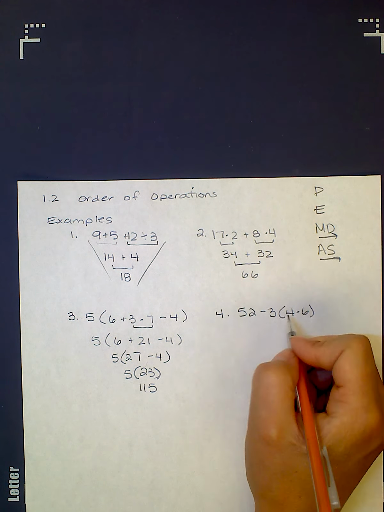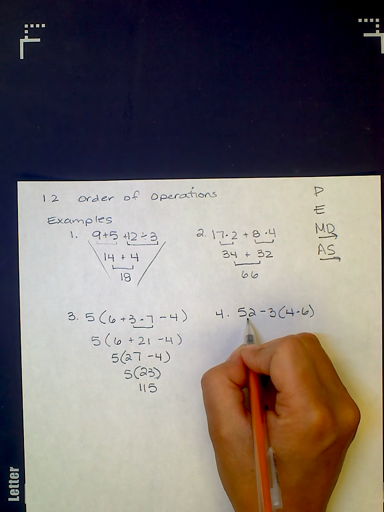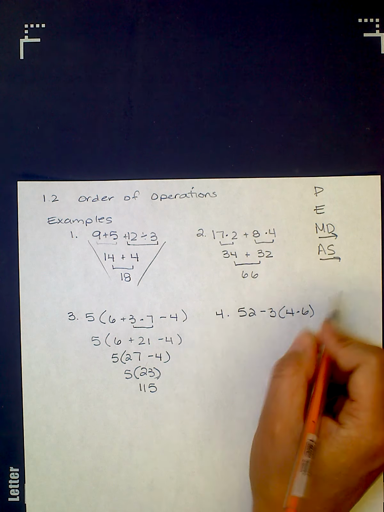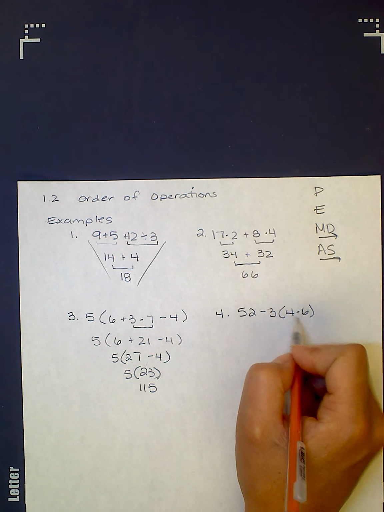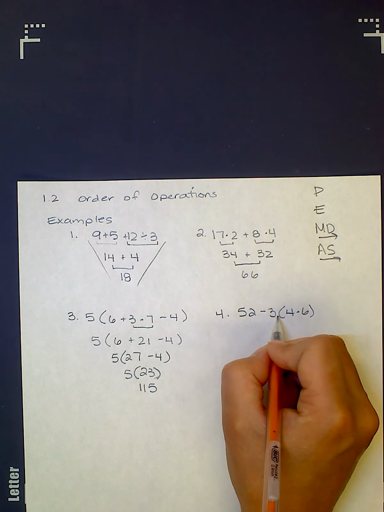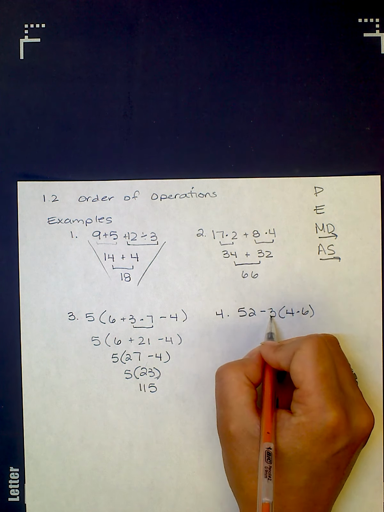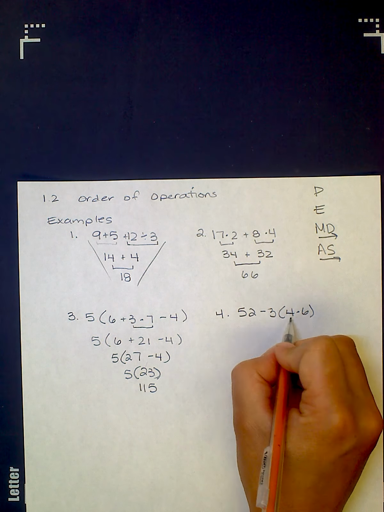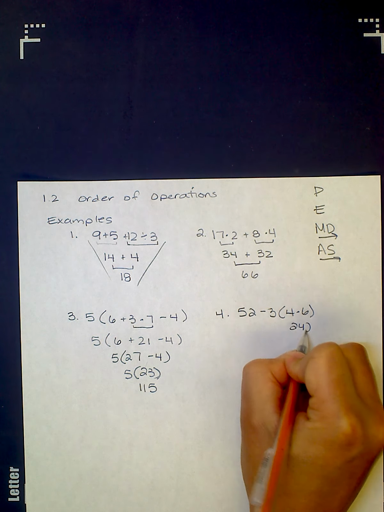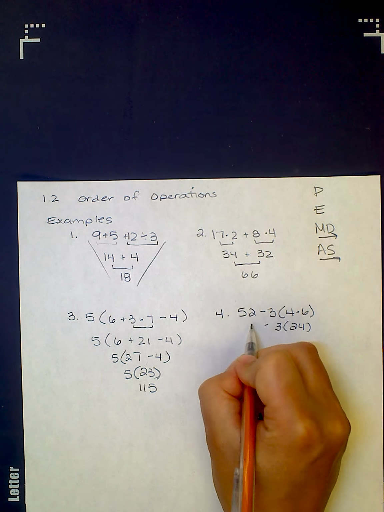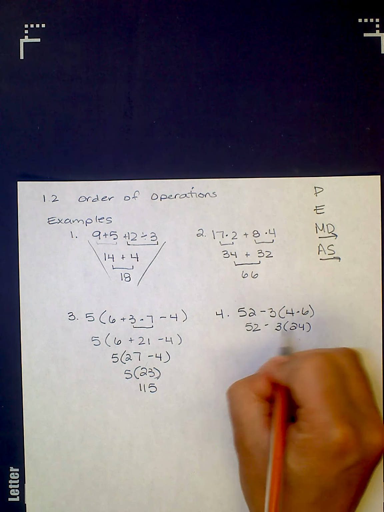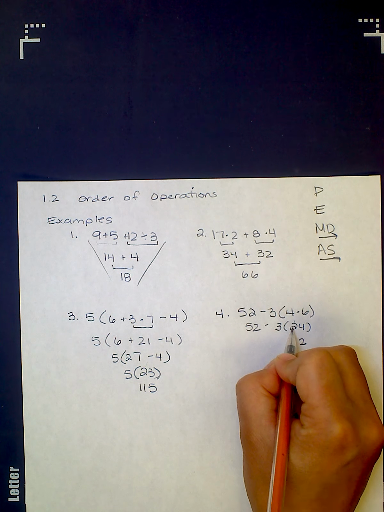Now this is a difficult one because a lot of people want to do 52 minus 3 on the outside of the parentheses first. But we have to first begin inside the parentheses. This isn't saying 52 minus 3. It's saying 52 minus 3 times whatever 4 times 6 is. So we've got to do 4 times 6 first to get 24. Multiply that by, rewrite everything else, multiply that times 3, we get 3 times 4 is 12, 3 times 2 is 6, and we get 72.